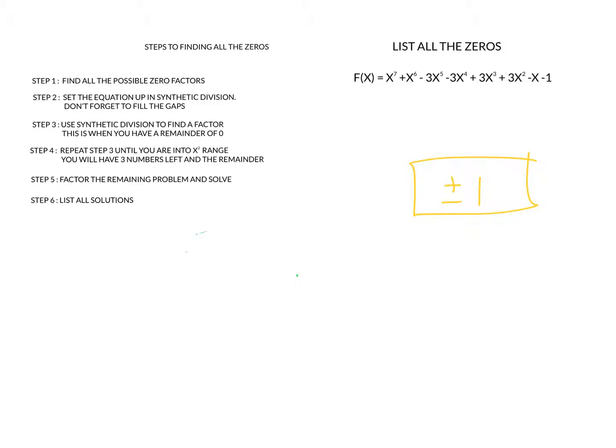7, 6, 5, 4, 3, 2, 1, 0. No gaps. So here's our box. We're going to have 1, 1, -3, -3, +3, +3, -1, -1. You only got 2 things to pick from here, so let's use +1 to start.